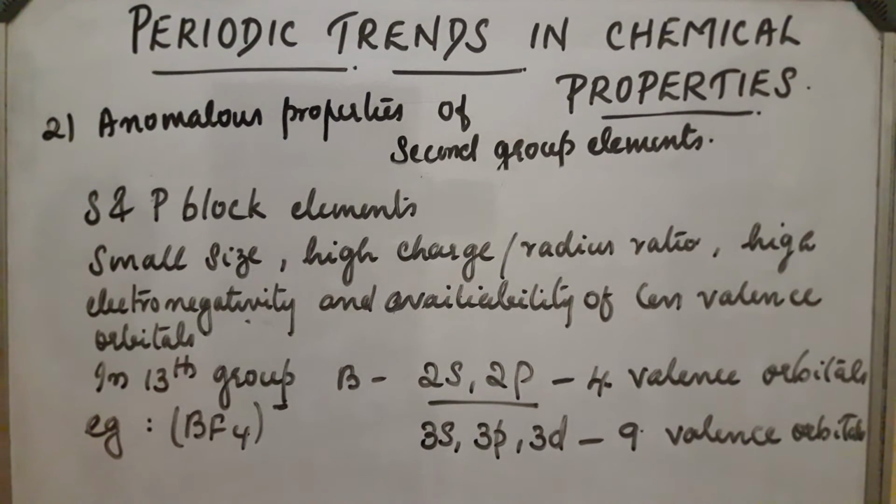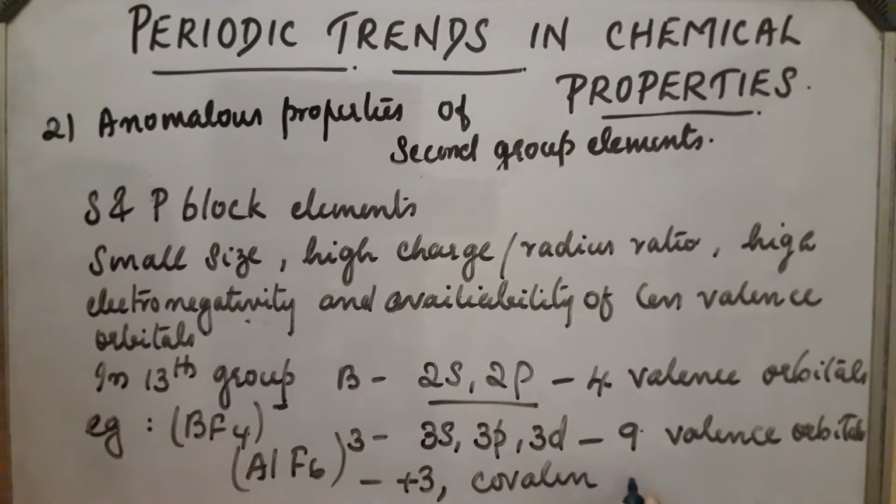Boron bonds with 4 fluorine atoms. Aluminium forms AlF6 3 minus. So aluminium is having a plus 3 oxidation state, and covalency is 6. So in the case of higher members, more valence orbitals are available for bonding. This is one of the anomalous properties of boron in the 13th group.